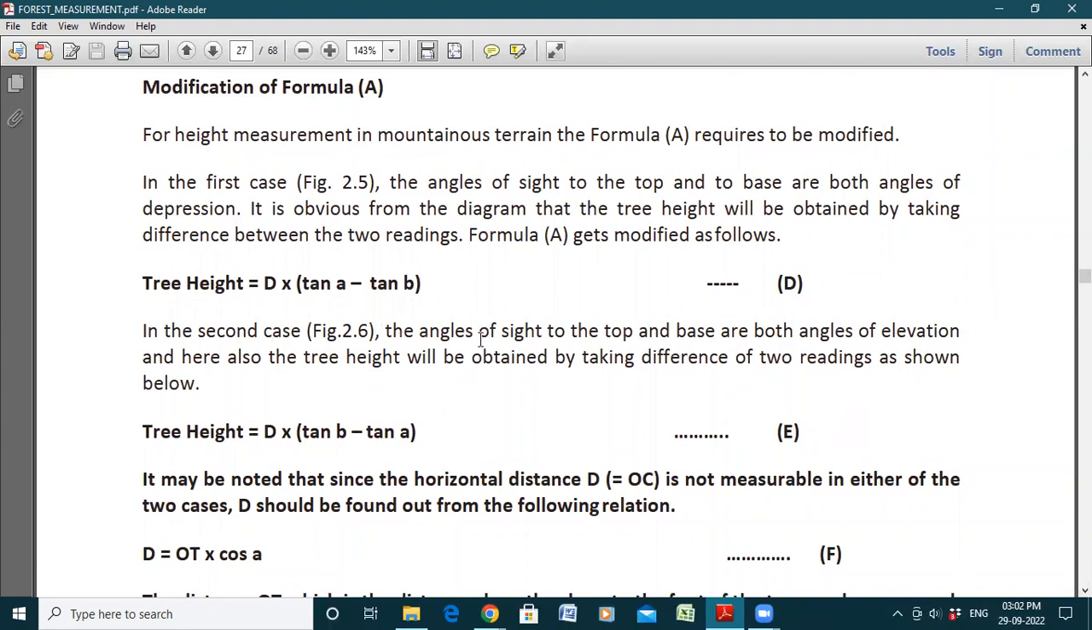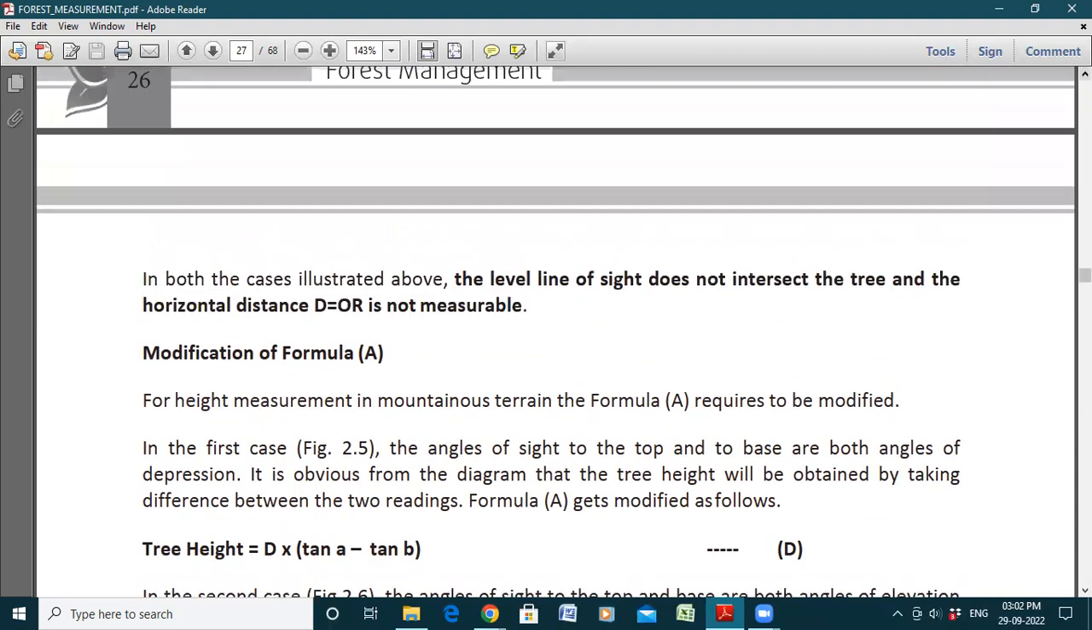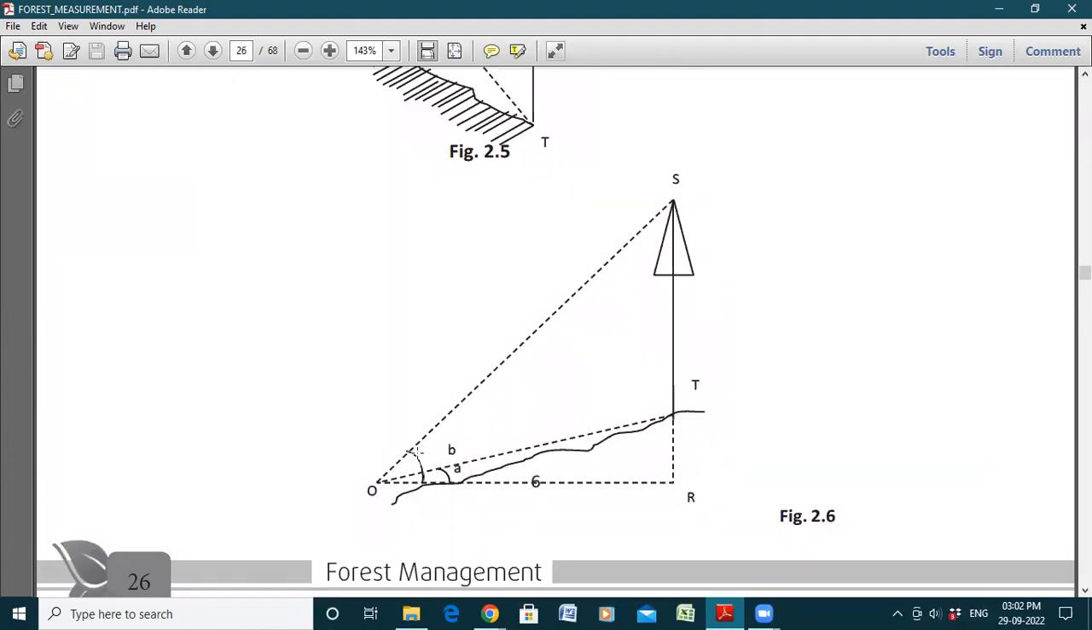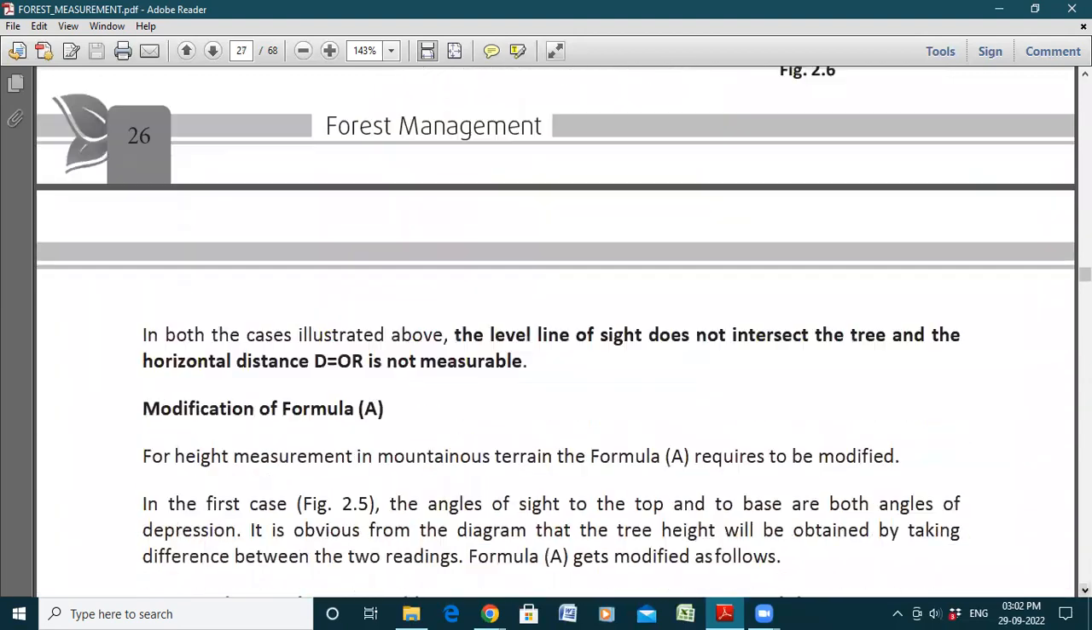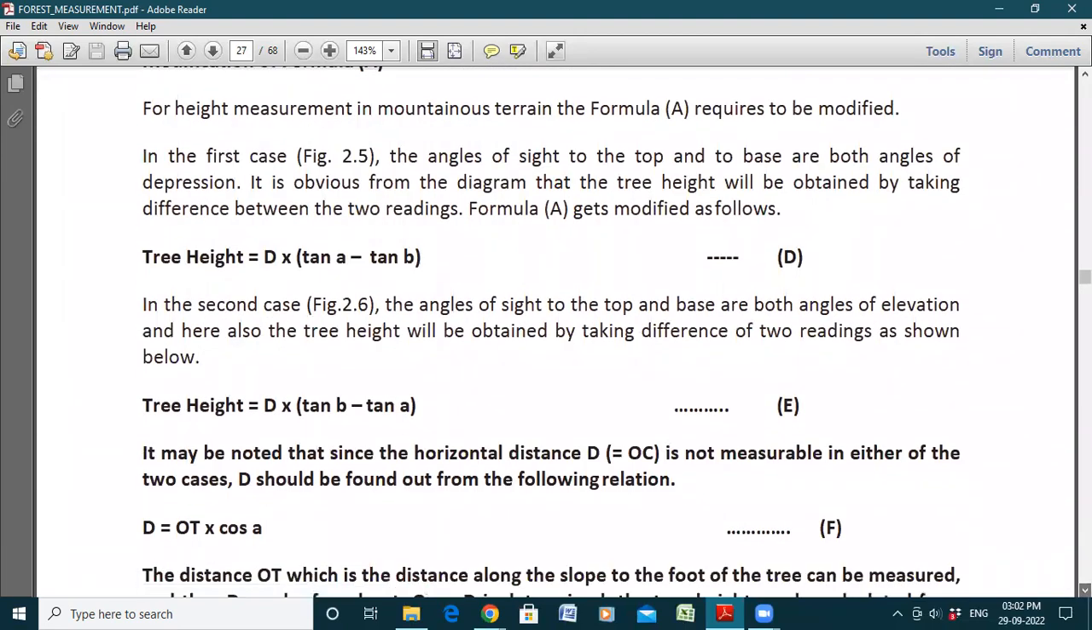In the second case, the angles of sight to the top and base are both angles of elevation, and here also the tree height will be obtained by taking the difference of two readings, as shown. Tree height is equal to D into tan B minus tan A. Now in this particular case, the value of B is more than A, right? So the value will be tan B minus tan A. Is it clear? So D into tan B minus tan A.